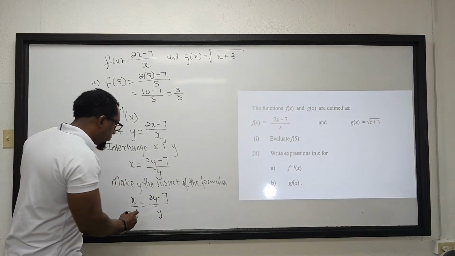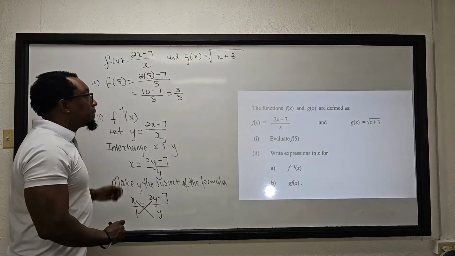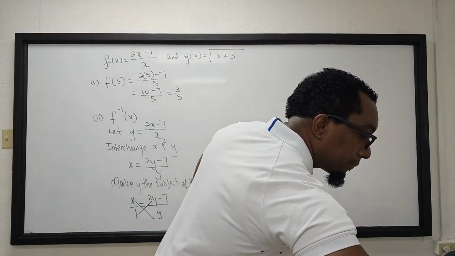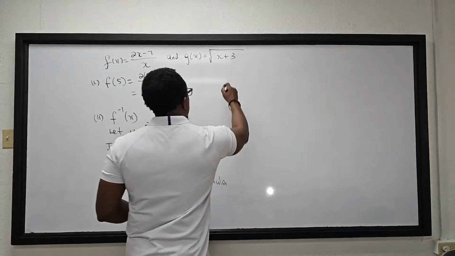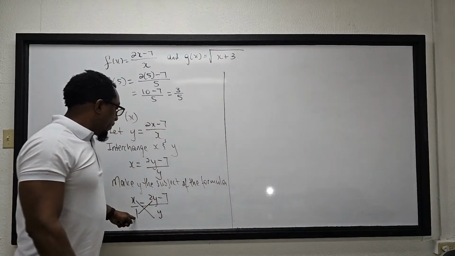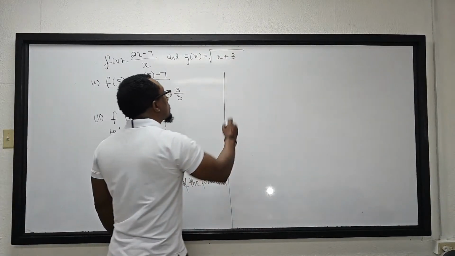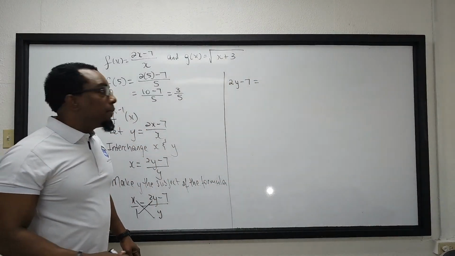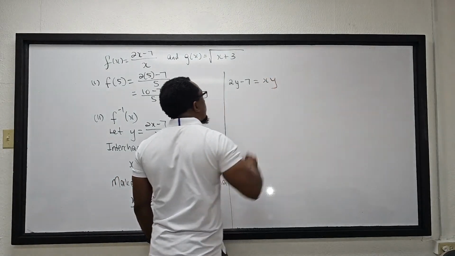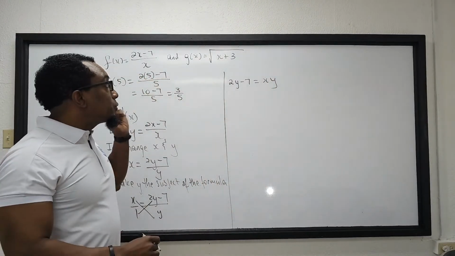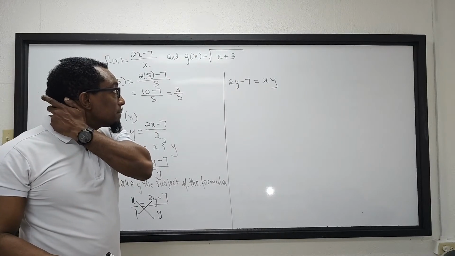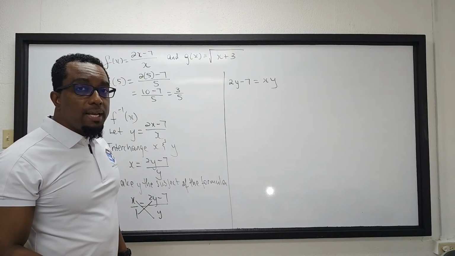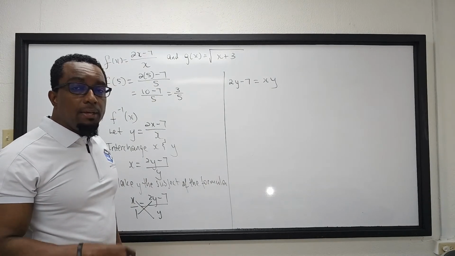What you must do is cross multiply to remove it from the fraction form. So when I cross multiply, I'm going to get here 1 by 2y minus 7, which is 2y minus 7. And x multiplied by y will give me xy. But to make y the subject, I have 2 terms involving y. So all terms involving y, you make sure you put on one side. All terms that do not involve y, you place on the other.